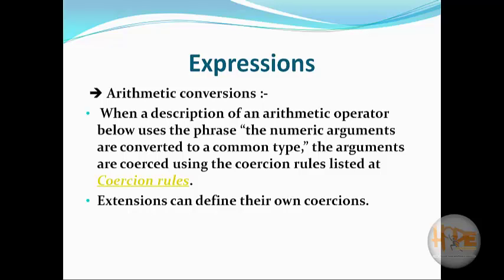If either argument is a complex number, the other is converted to complex. Otherwise, if either argument is a floating point number, the other is converted to floating point. Otherwise, if either argument is a long integer, the other is converted to long integer. Otherwise, both must be plain integers and no conversion is necessary.